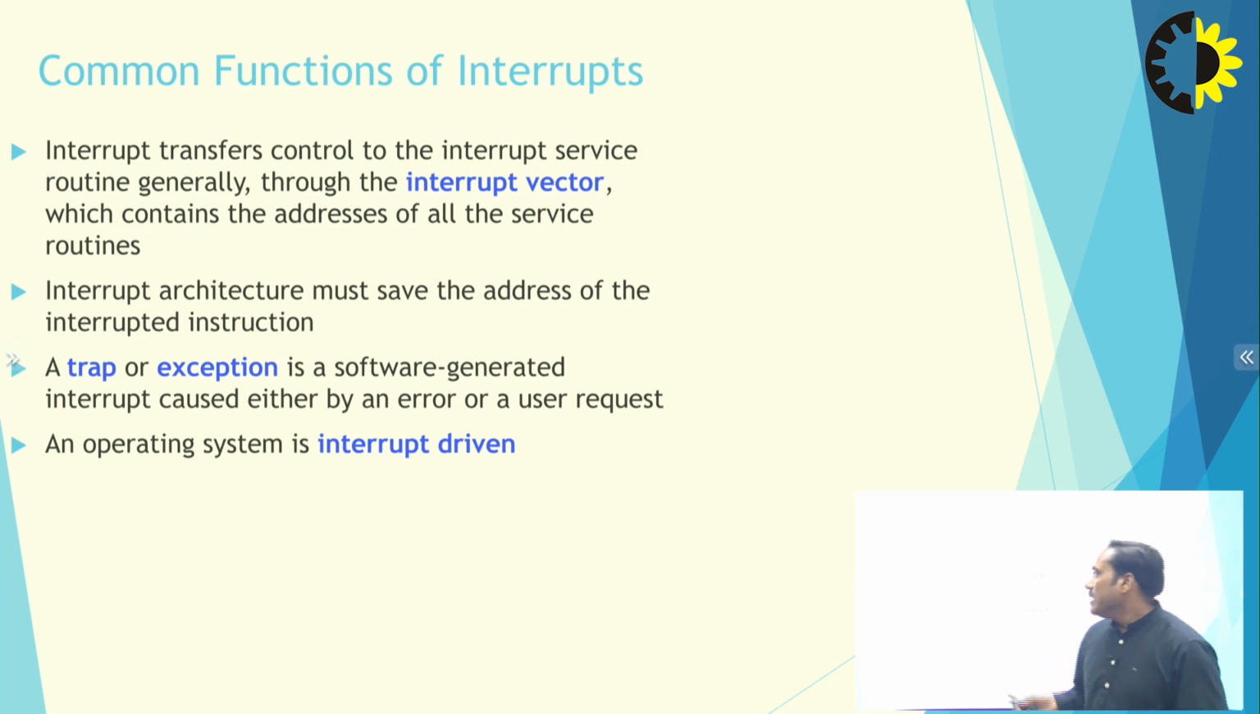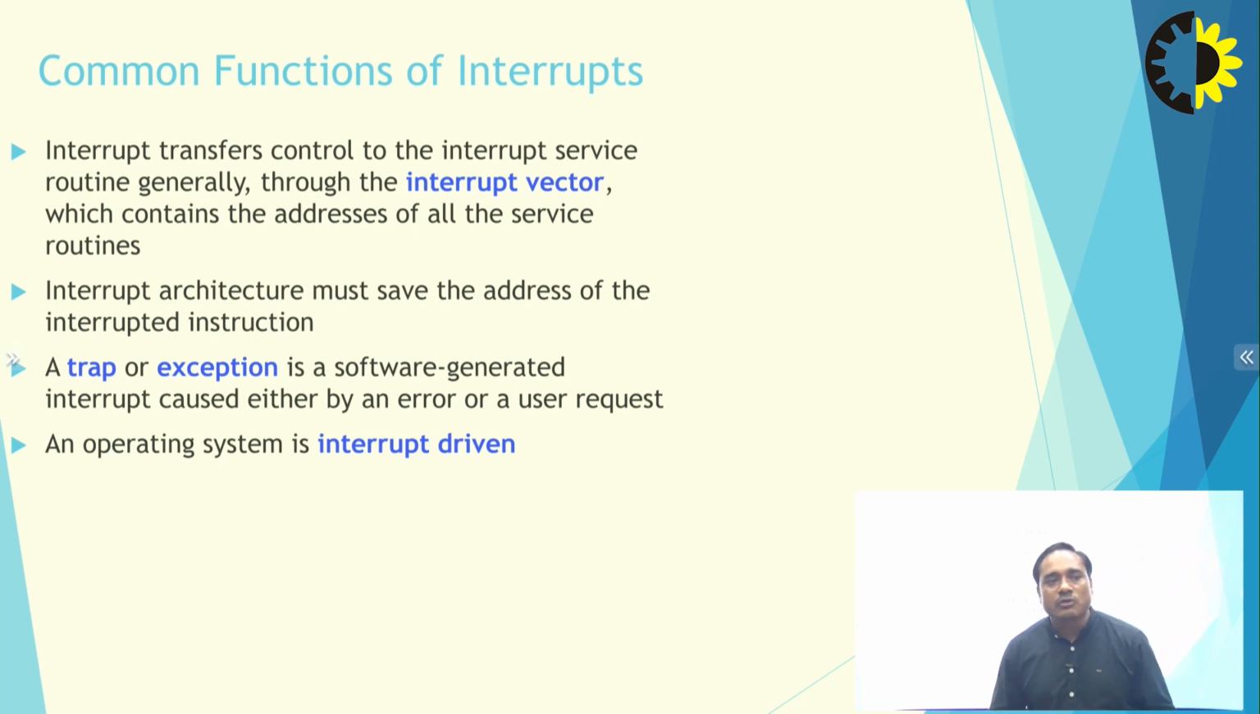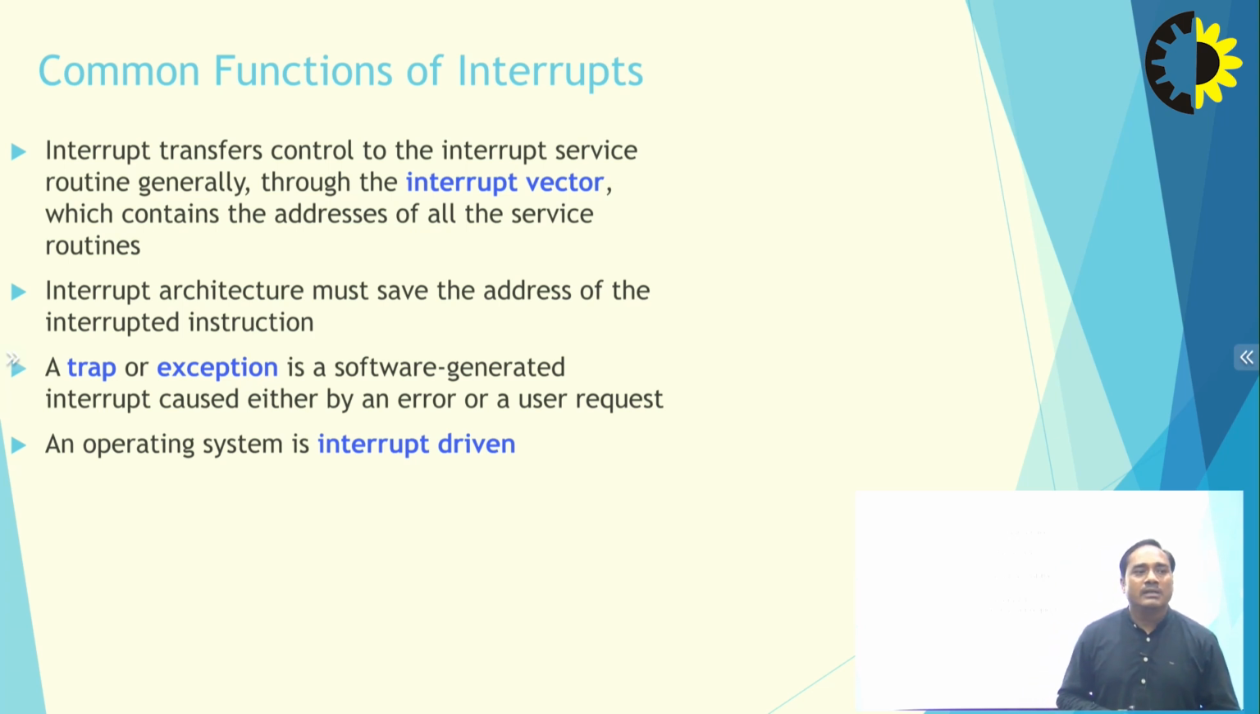Now, the interrupt architecture must save the address of the interrupted instruction. So what is a trap and an interrupt? A trap is a software generated error, and an interrupt is a hardware generated error. So these are the two different types of interrupt, that is, trap as well as interrupt.